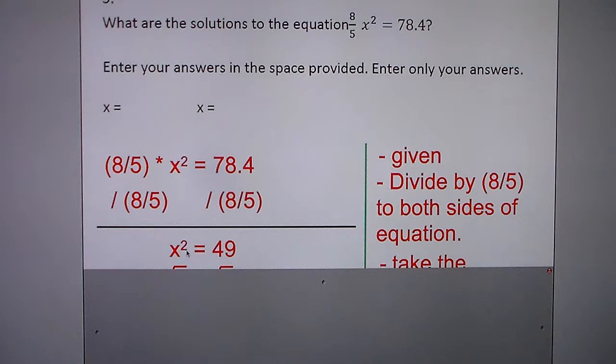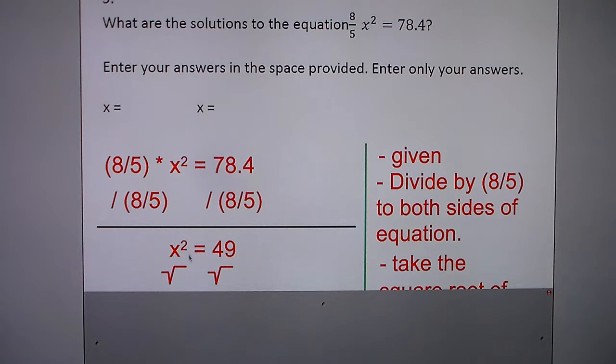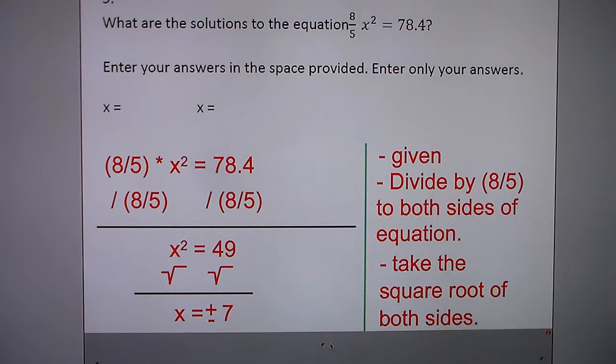Now to get rid of that squared and get x all by itself, we do the inverse operation. The inverse operation of squared is square root, so we take the square root of both sides of the equation. The square root of 49 is 7, and it's also negative 7, because 7 times 7 gets you 49, and negative 7 times negative 7 gets you 49. So those are our two answers, positive 7 and negative 7. And that's the answer to number 3.